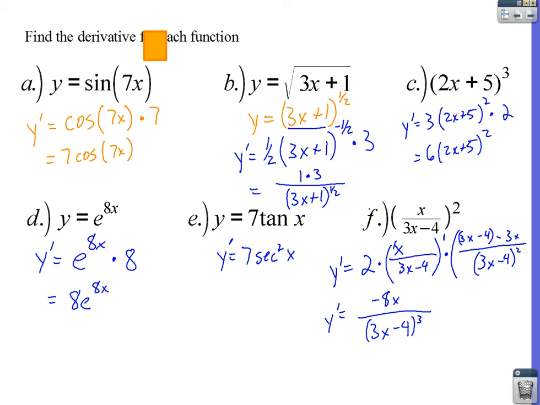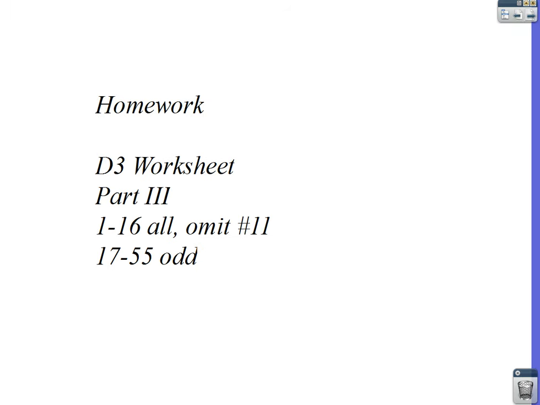All right, here comes your assignment. Bada bing. Okay, notice here it says omit number 11. That means don't do it. Okay, and 17 to 15.5 odd. There are a lot of problems. If you have any questions, feel free to holler.